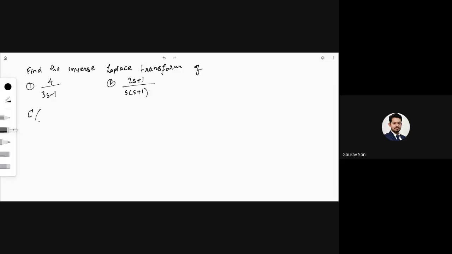So the Laplace inverse of 4/(3s-1). What we have is the form 1/(s-a), so we have to convert this into that form. 4 being a constant, I can take it outside, and 3 I can take common from the denominator. So I will have 1/(s-1/3). The Laplace inverse of 1/(s-a) is e to the power at. So e^(t/3) times 4/3 is our answer.